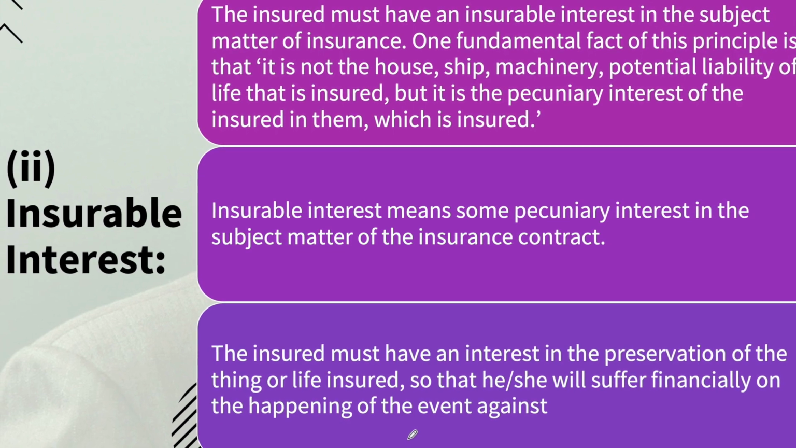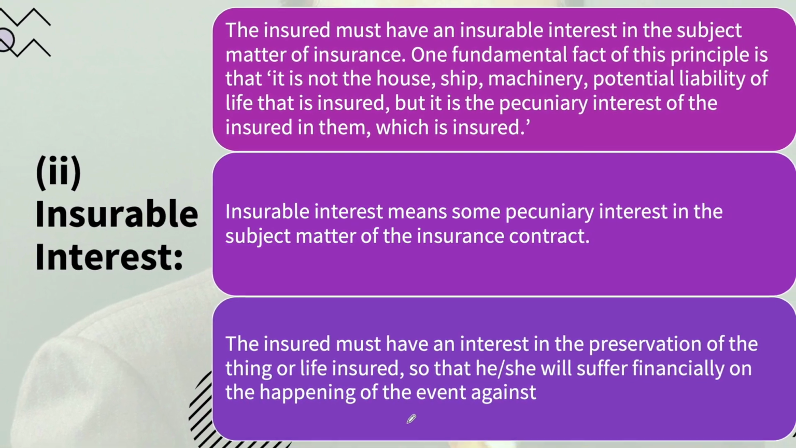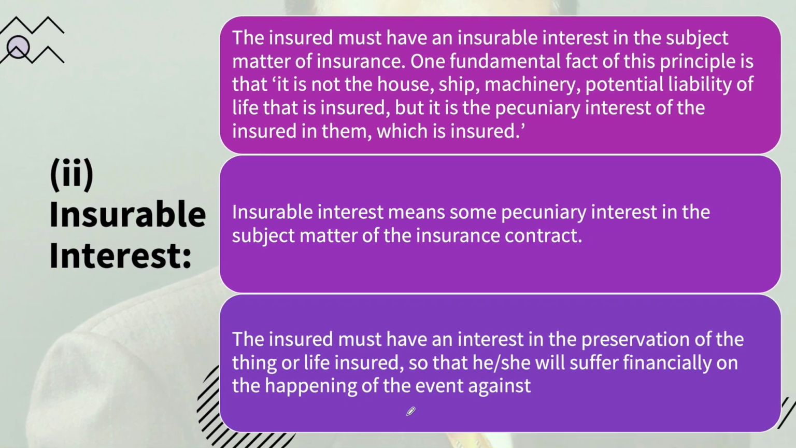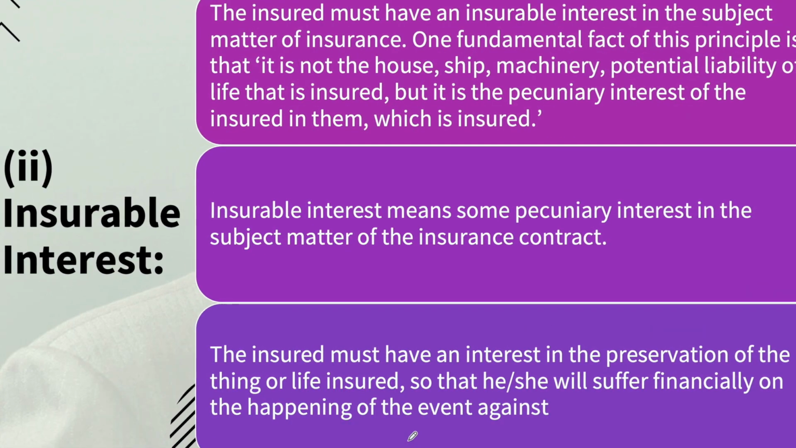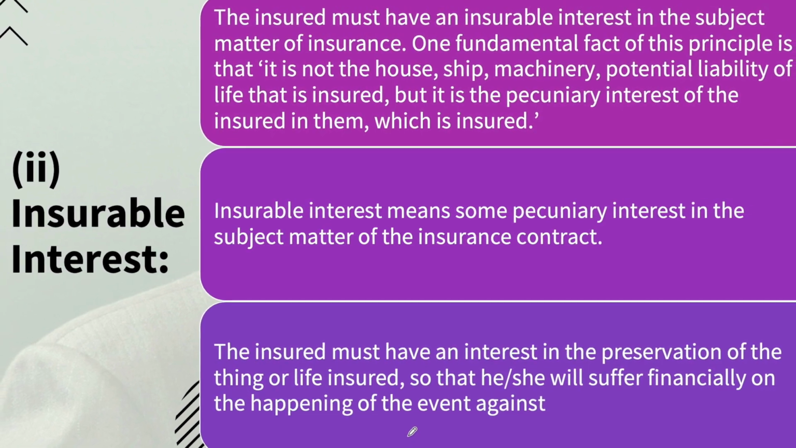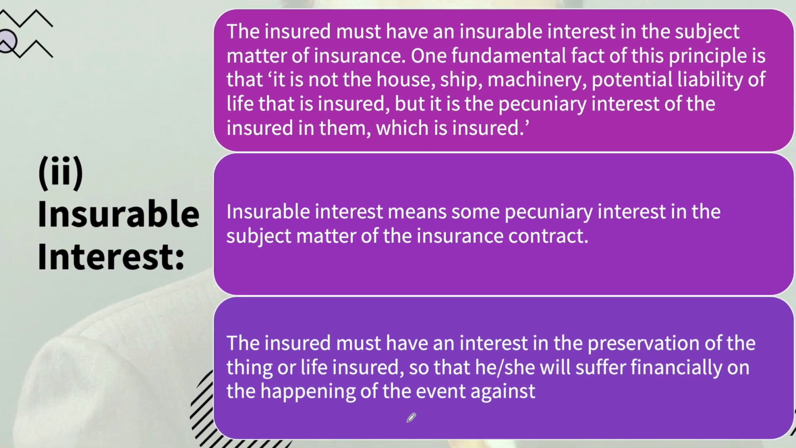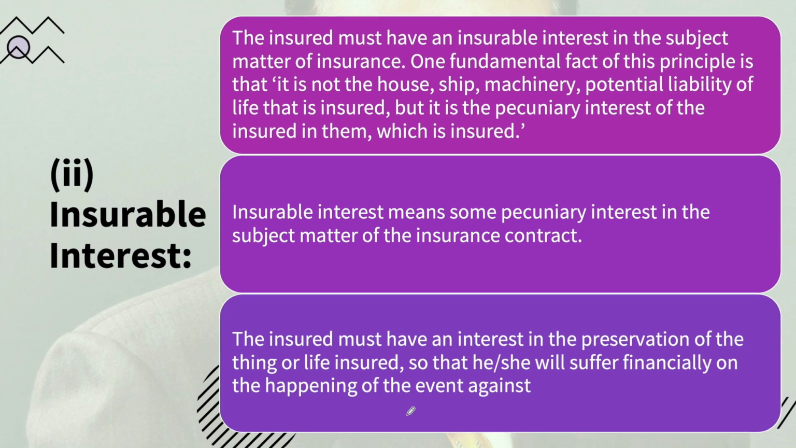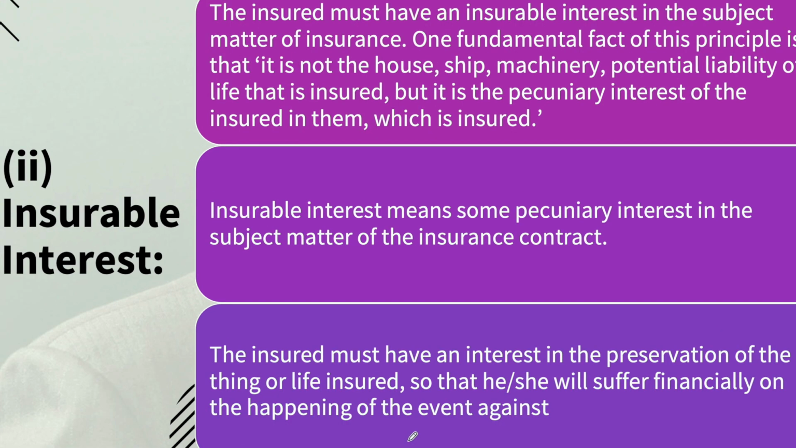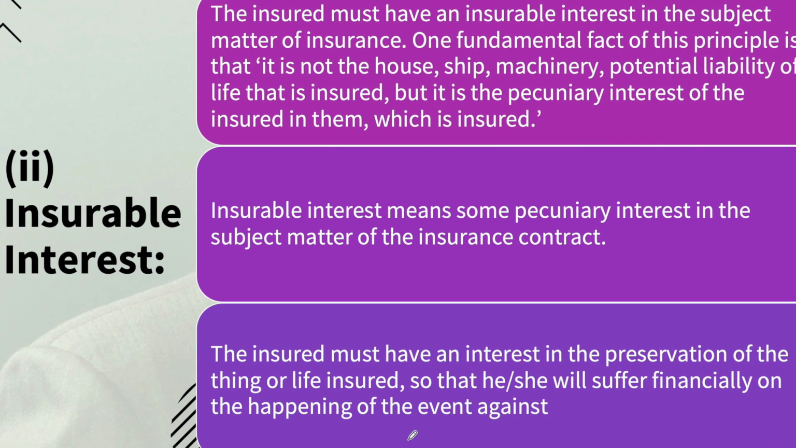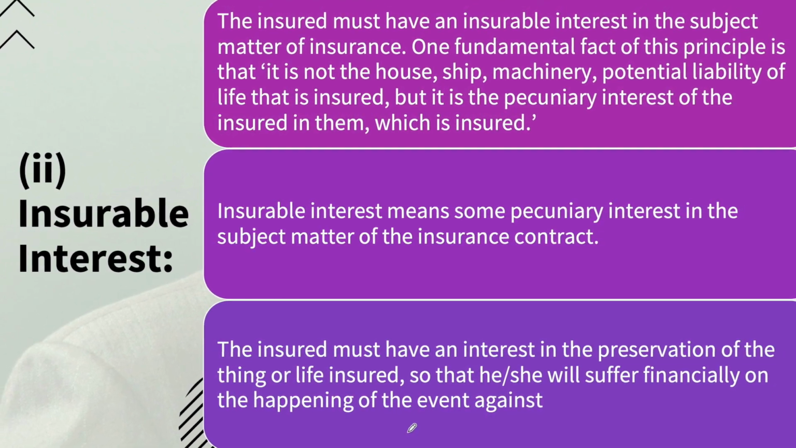The second principle is insurable interest. Insurable interest means some pecuniary interest in the subject matter of the insurance contract. Like you should have some monetary interest. If the object which has been insured is damaged, and you have some kind of financial interest in it, or it will cause a financial loss to you, then it is called pecuniary interest. So for a valid insurance contract, it is essential that the insured has full interest in the property or life so insured by him.